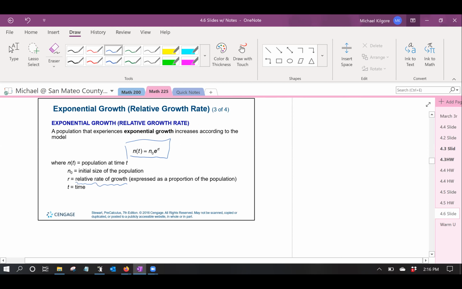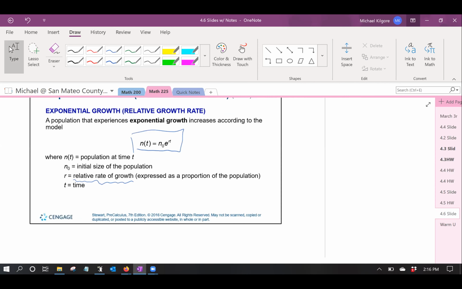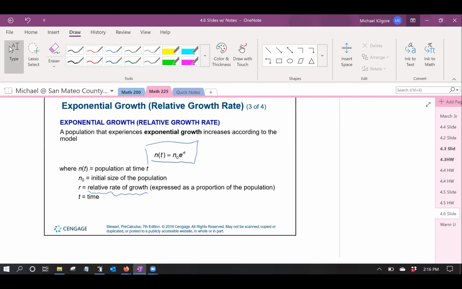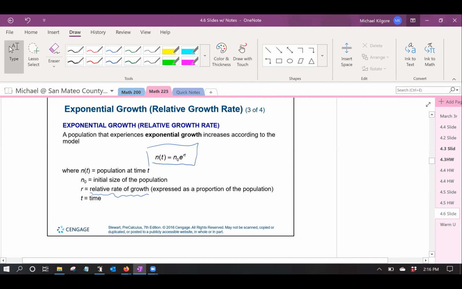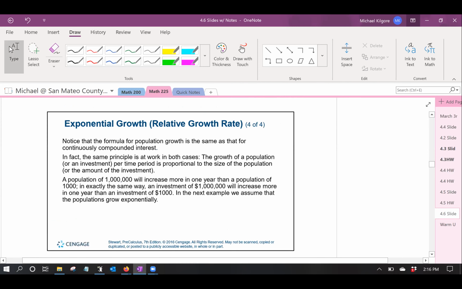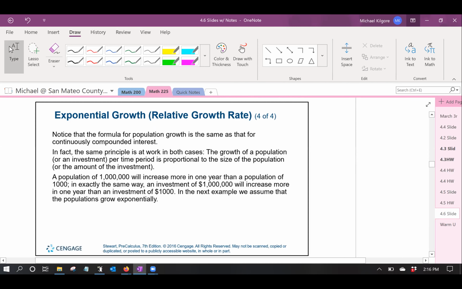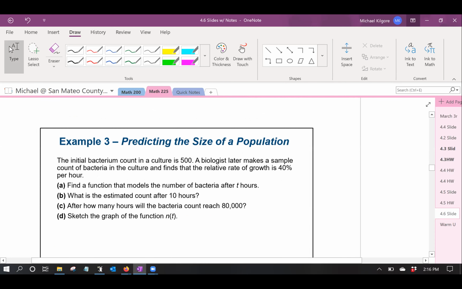In the context of populations or natural phenomena, we call it the relative rate of growth instead of the continuously compounded rate. It's just a context thing. And in calculus, when you get into Calc 1, you will learn more about exactly why this happens, and it's really cool. But for now, we're just introducing it to you, and you have to be familiar with the formulas. Now, I don't really want to read this whole slide. Let's do an example.